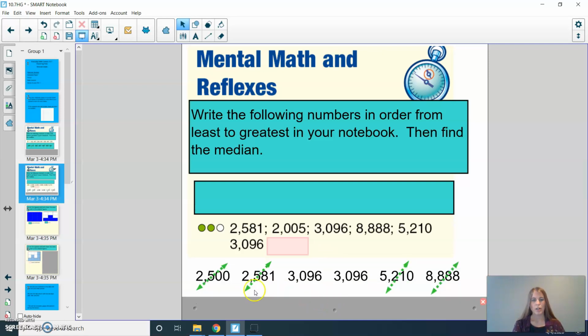When putting them in order, you should have had 2,005, 2,581, 3,096, 3,096 again, 5,210, 8,888. Notice how this time we had an even number. So when you crossed off, you had two numbers in between. And it's a good thing these two numbers were the exact same. So we know our median was 3,096.